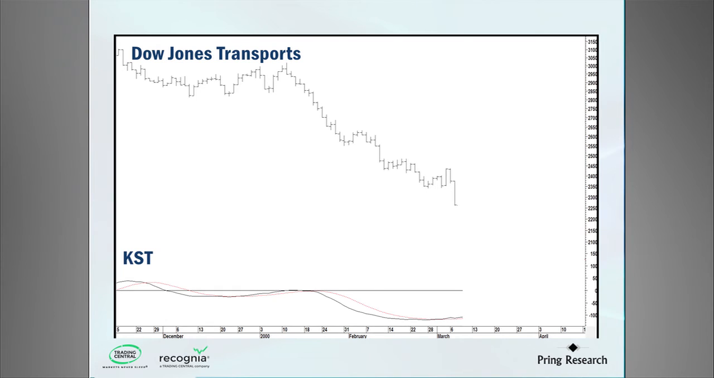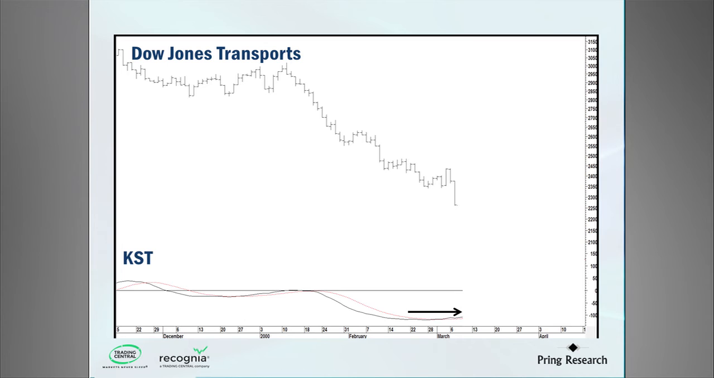Let's say you're thinking of buying the Dow Jones Transports. You know from experience that the smooth momentum indicator, the KST, signals rallies lasting on average about 4 to 6 weeks. That is when it reverses to the upside. Right now it's moving sideways with a slight upward bias. What are the chances of it triggering a buy signal so we can take advantage of this oversold condition?